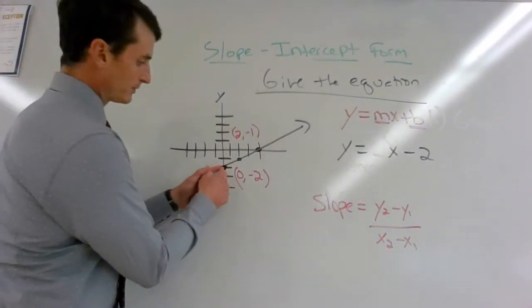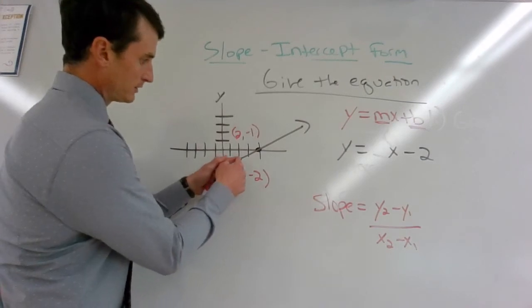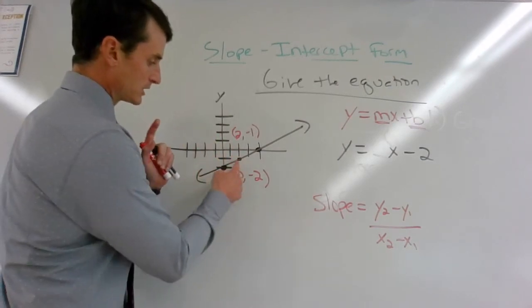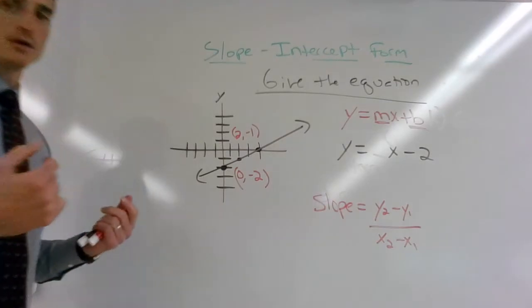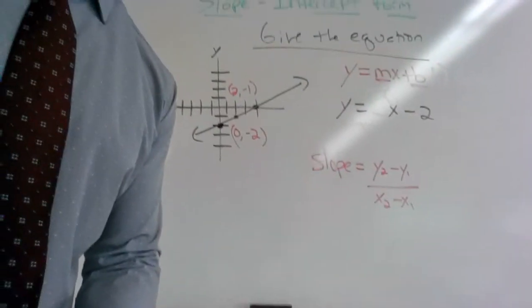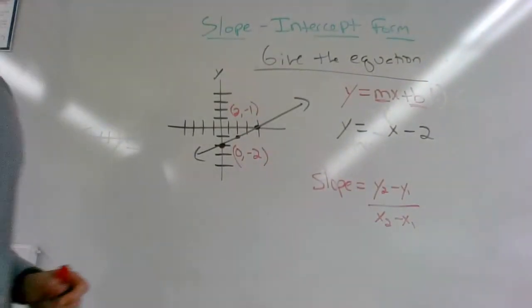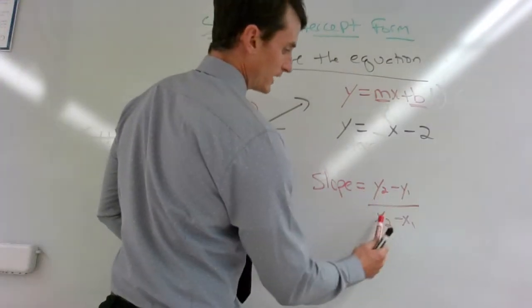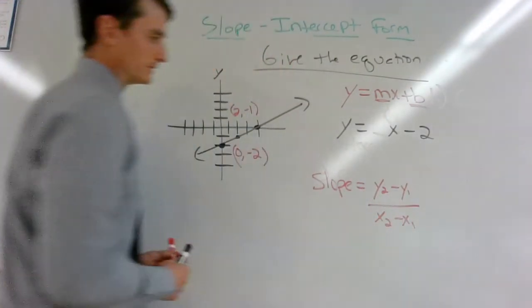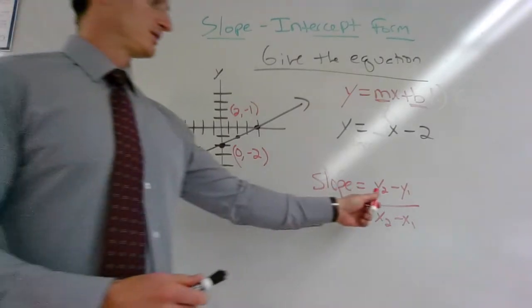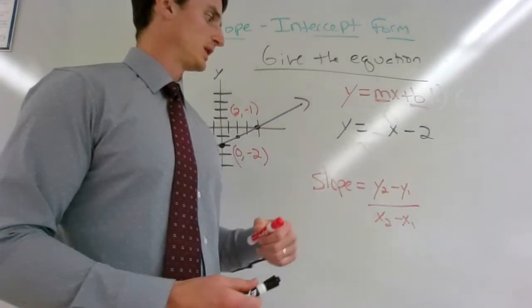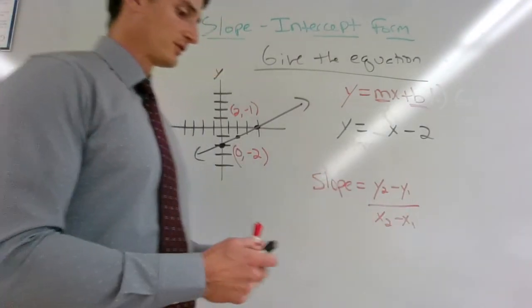So where this point is located is (0, -2). This one is located at (2, -1). There are many ways to talk about slope, and one of them is that slope is equal to y2 minus y1 over x2 minus x1. Okay? So really what that means is the second y and the first y, second x and the first x.